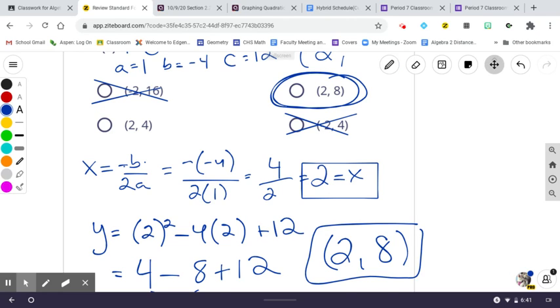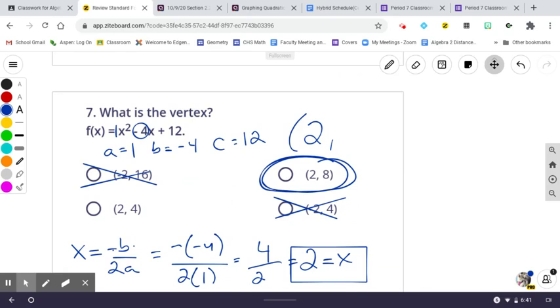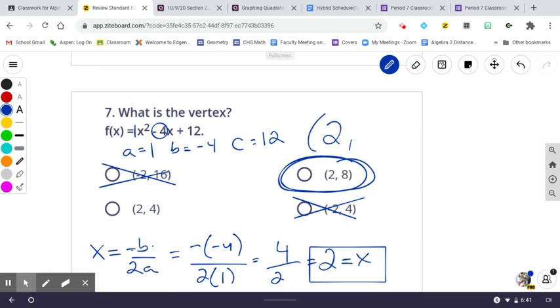Again, the y-intercept is whatever your c is. So in this example, it's this. And to determine if it opens up or down, you look at the sign of the leading coefficient. This is positive, so that means this one opens up, versus if it was negative, it would open down. And that's how you would answer the ones from today's practice.